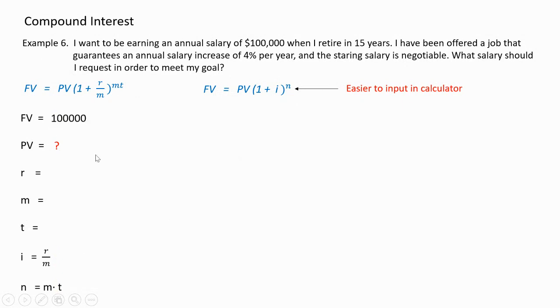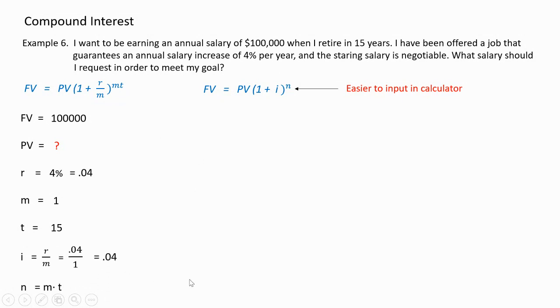So this is all about future value. Then my future value is 100,000. My interest rate is going to be 4%, which is 0.04. My M, annually, is going to be 1, because earning an annual salary, that's why it's 1. My T is 15 years. So then what's my I?